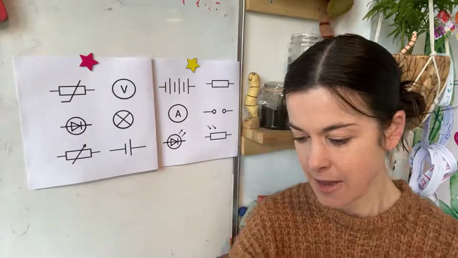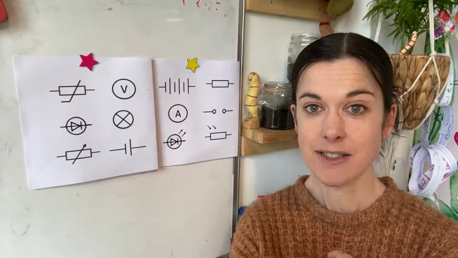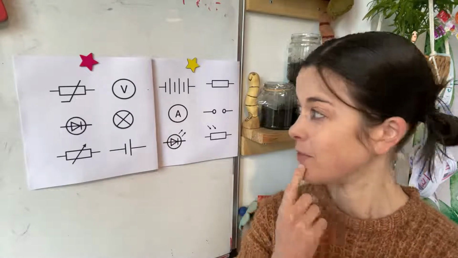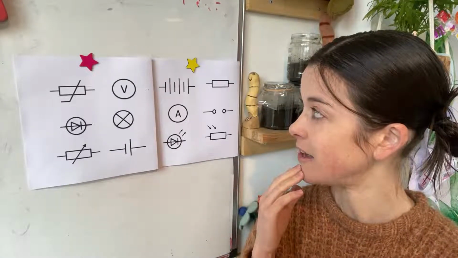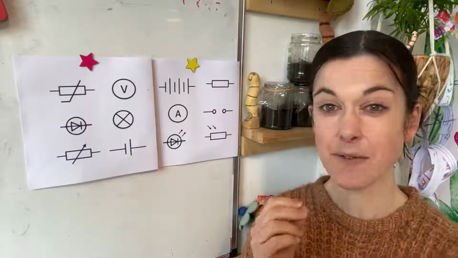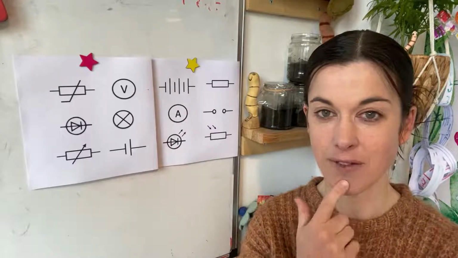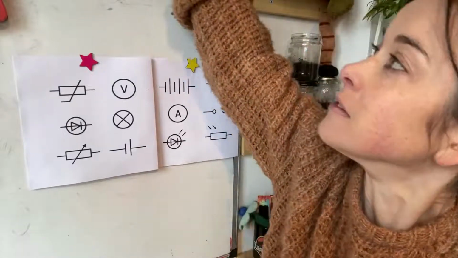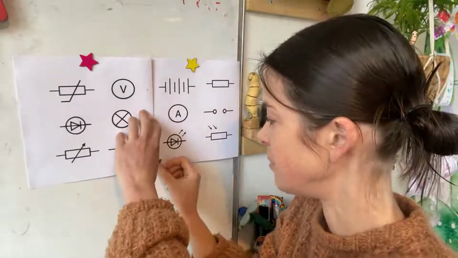Number 1. This thing gives off light, and you've got to be careful which way round you put it in the circuit. Which one is the symbol for something that gives off light, and you've got to be careful which way round you put it in the circuit? That's number 1.